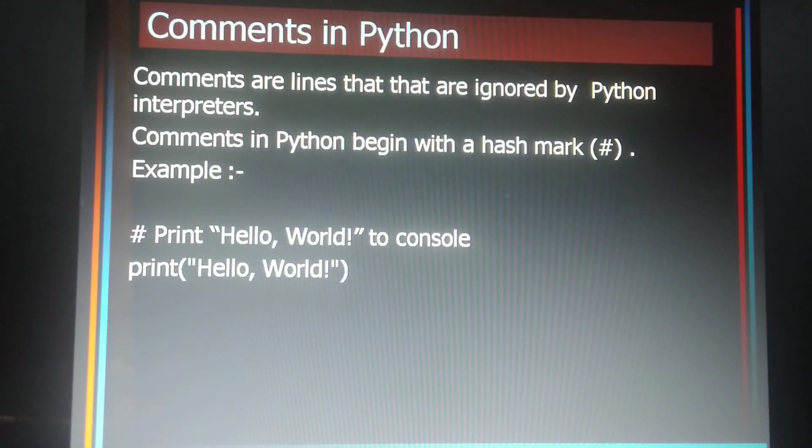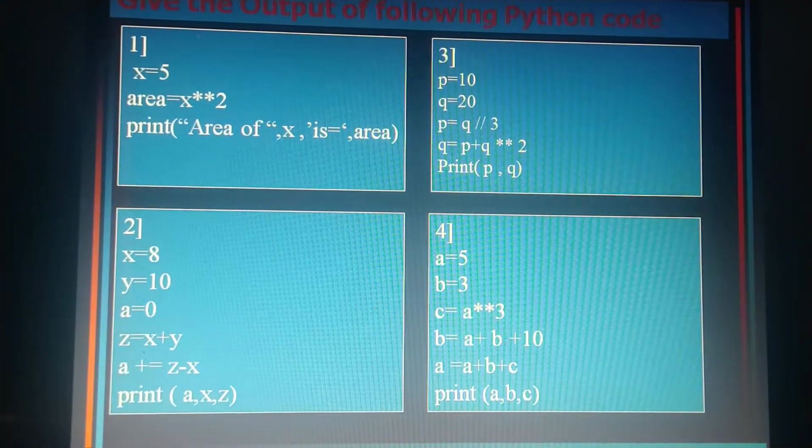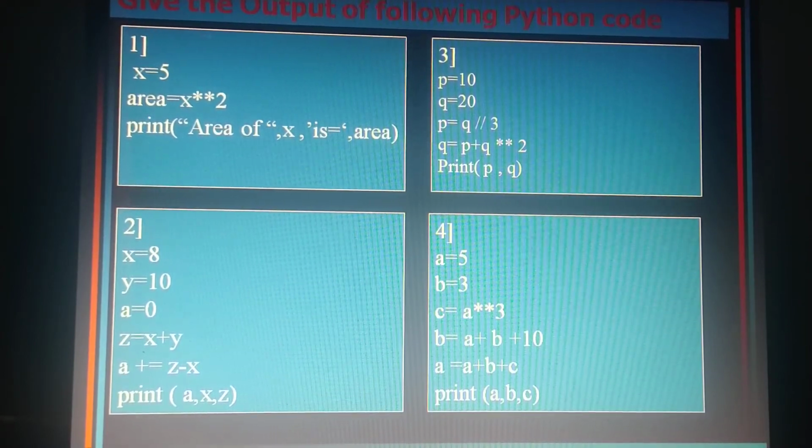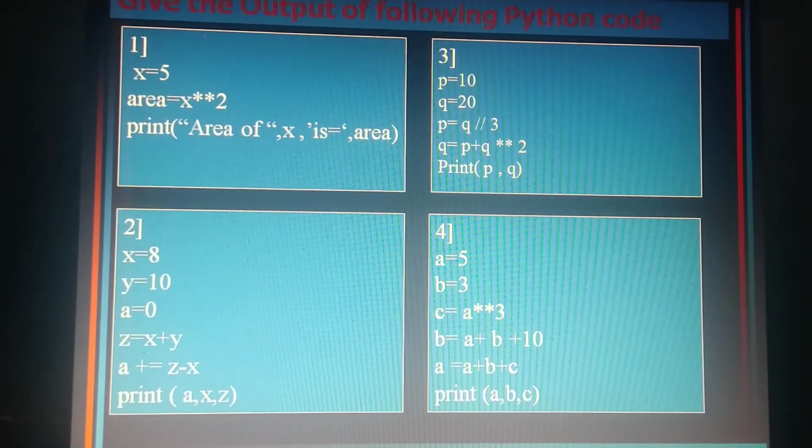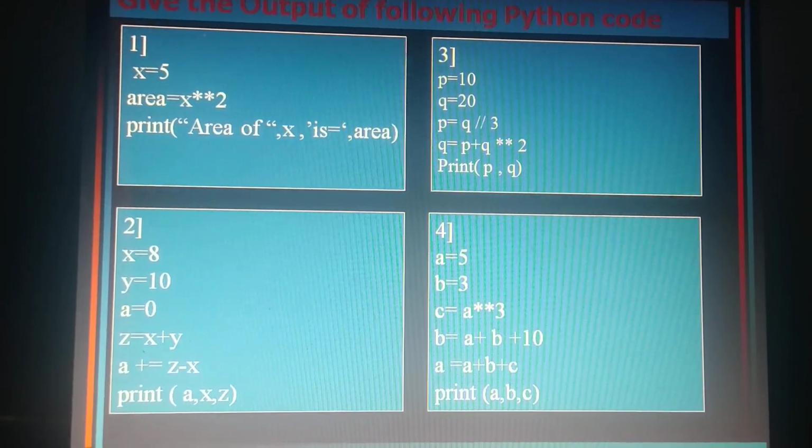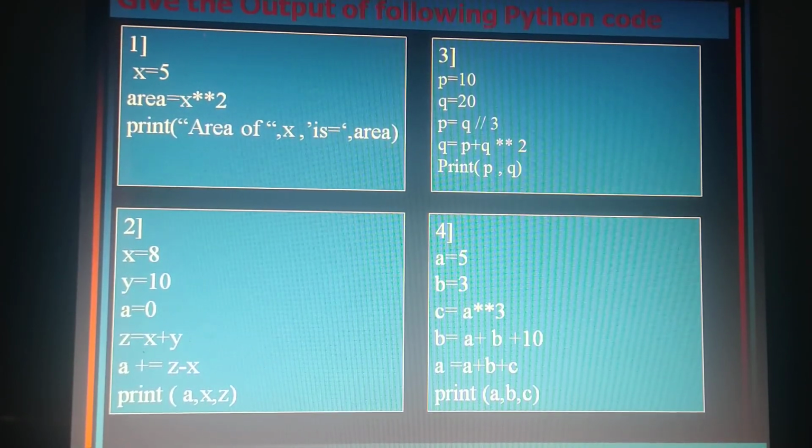Comments in Python. When we want to explain a particular logic in Python code, we use the hash sign to comment a particular line. Now these are output-based examples of Python code. Watch them carefully, and you have to solve them as a task of your assignment part.